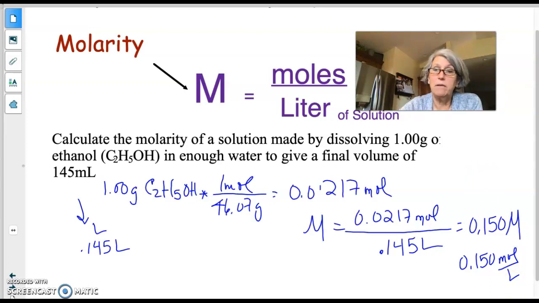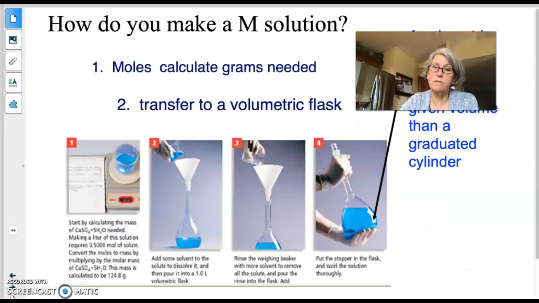Okay, so molarity calculations are pretty simple. You just have to get it into moles and then remember to divide by liters of solution. But that is a point that I should make: remember, a solution is the solute and the solvent combined there. So that's something to remember.